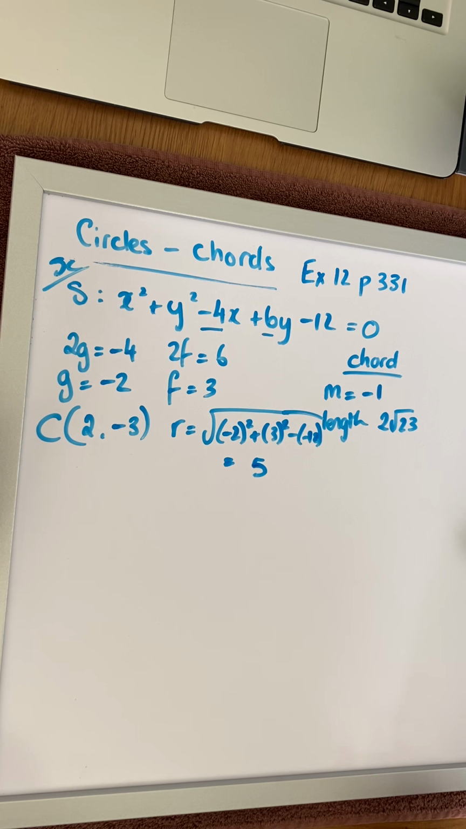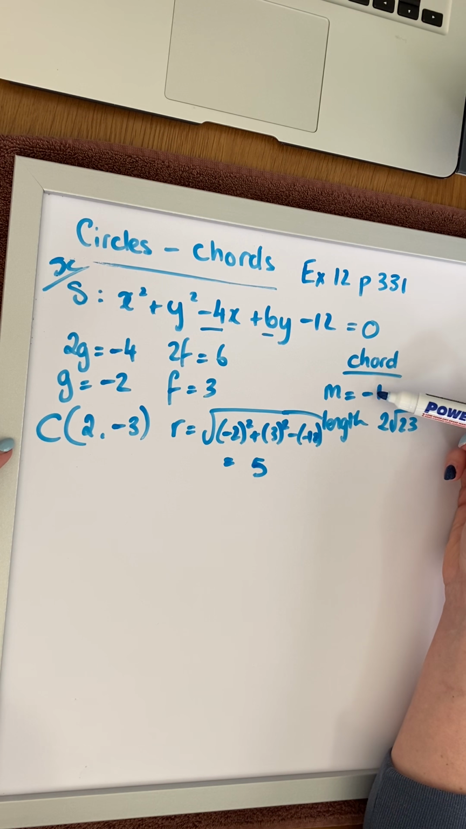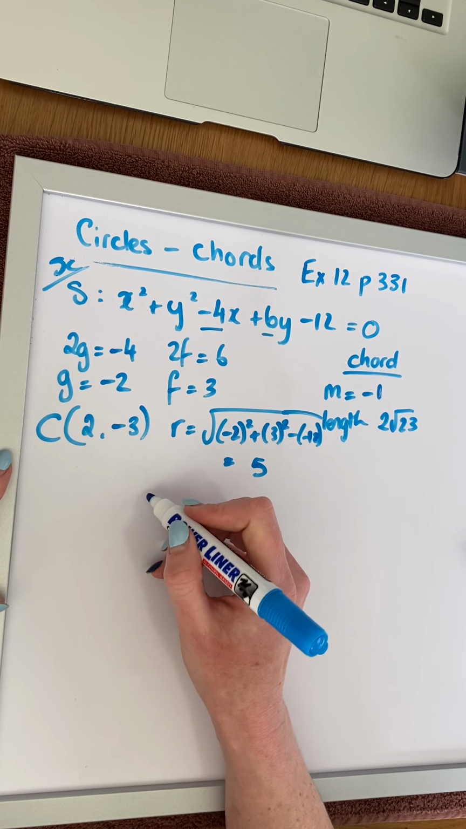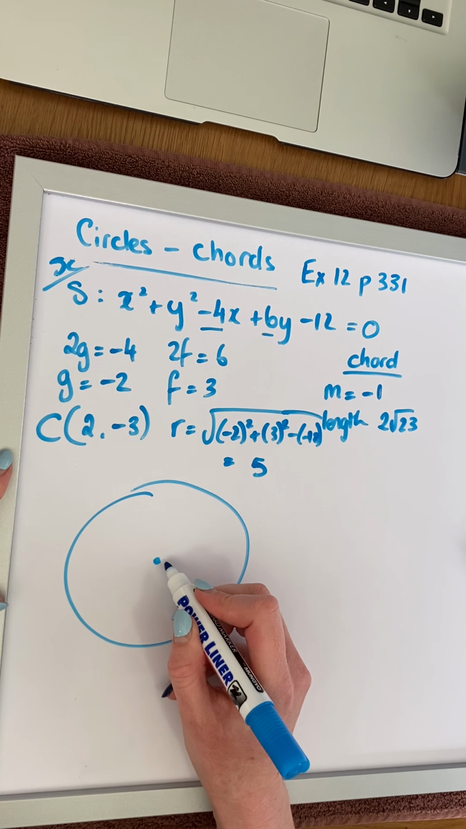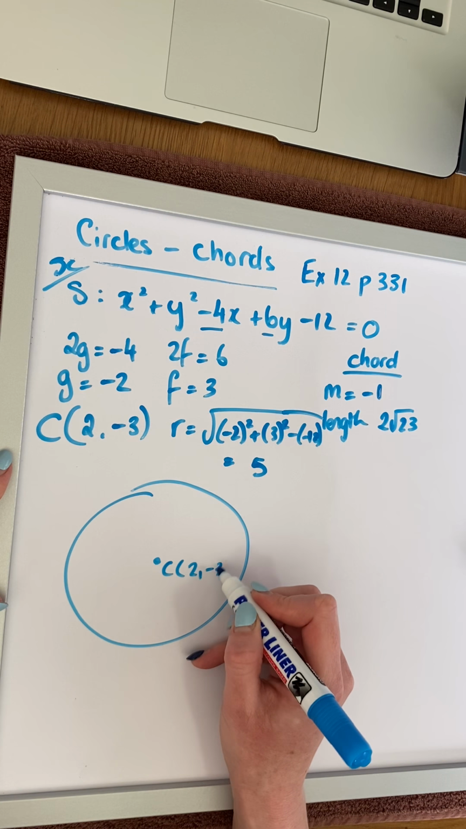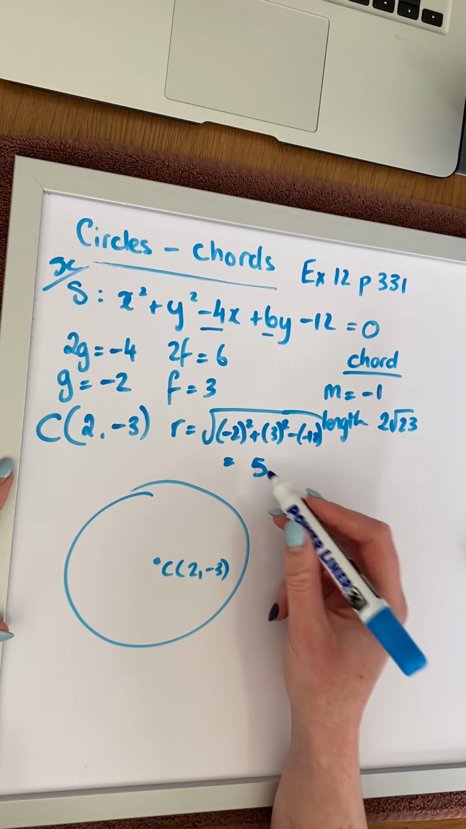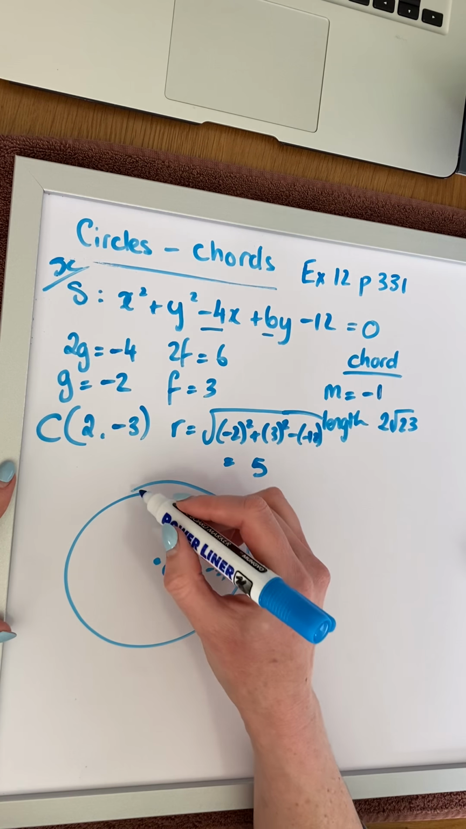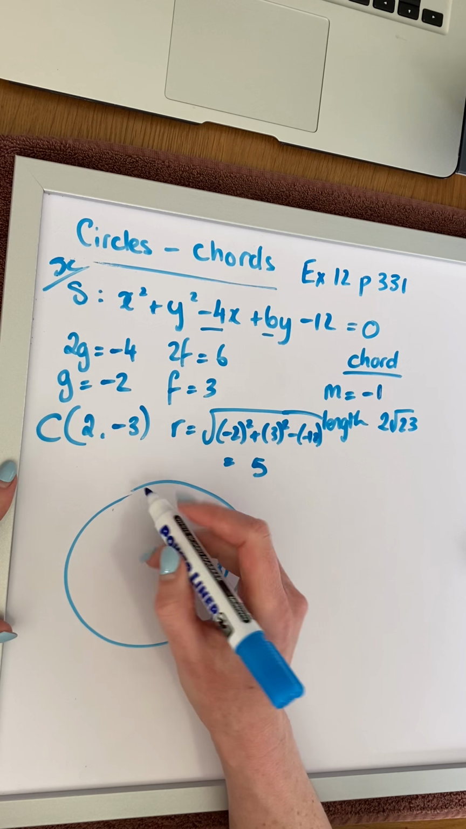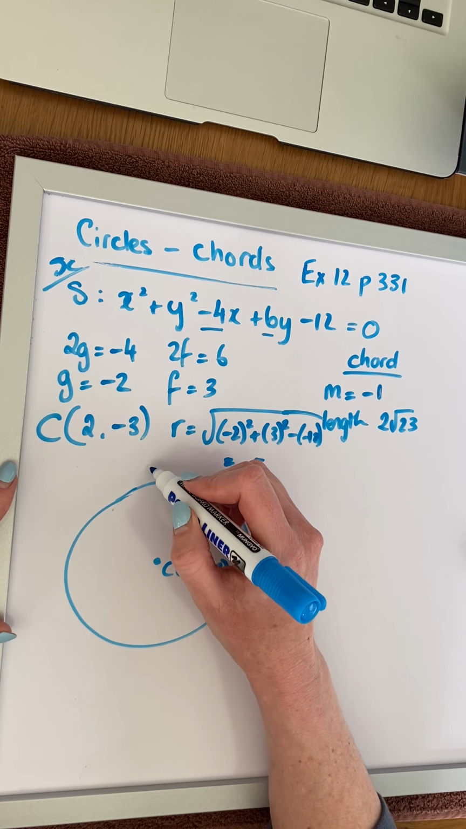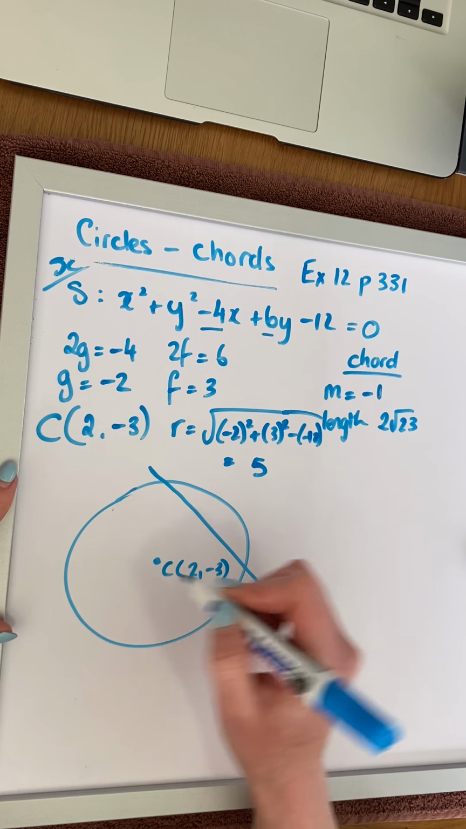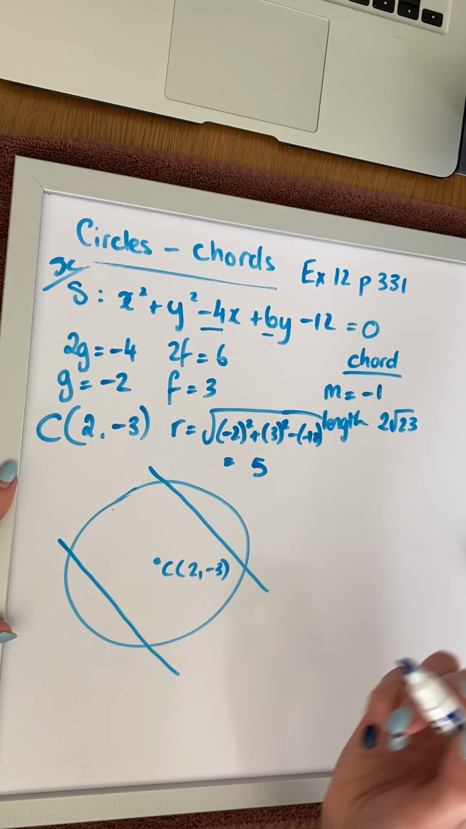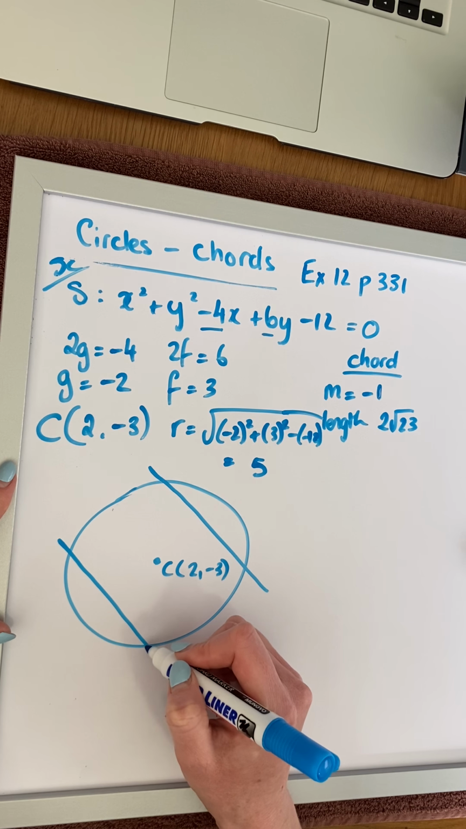All right. So now we have the slope of the chord and the length of the chord. Again, drawing a quick sketch, so we know what we're on about. We have our center point, which is the point (2, -3), and we have a radius of 5. Now we know that the slope of our chord is -1. Now there are actually two possible chords that we can make here. We can make a chord of length 2 root 23 with a slope of -1 on this side of the center, and we can also make a chord of 2 root 23 and slope -1 on this side.